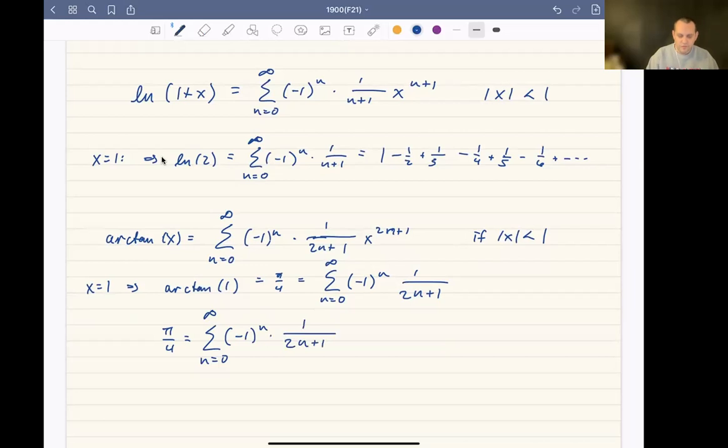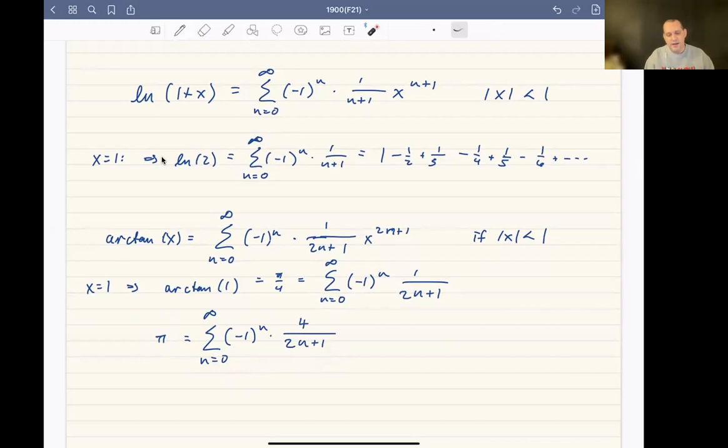And so if I move the 4 from the left side to the right side, we now have a series that we can use to represent pi. And if we want to get values of pi accurate to however many decimal places, we just need to add enough terms of this series.